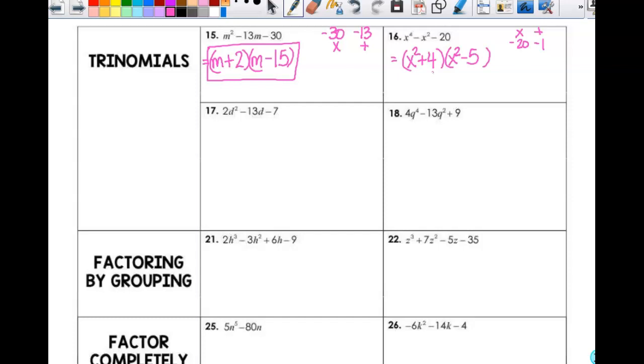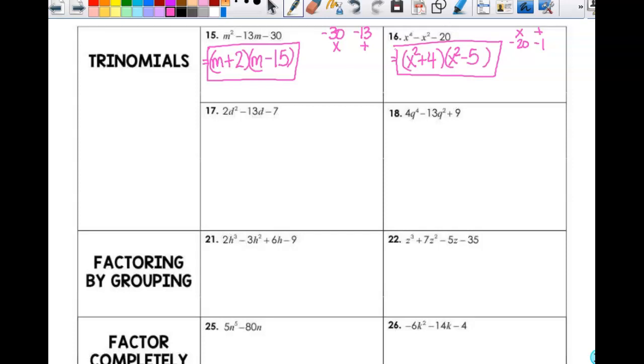Then I got to check it, because I don't have just linear factors here. Can I factor this anymore? This is the sum of squares, and that doesn't exist. There's no rule, right? This is a difference. This is squared, but this is not a perfect square, so I really can't go any farther, and that's it. Okay? But always check.